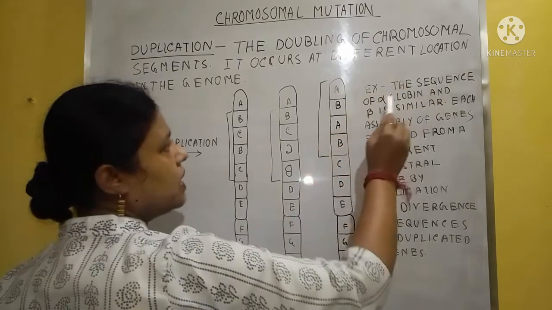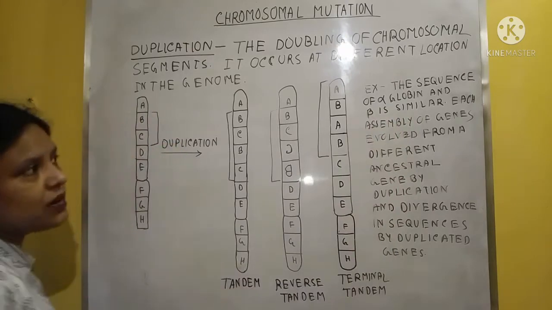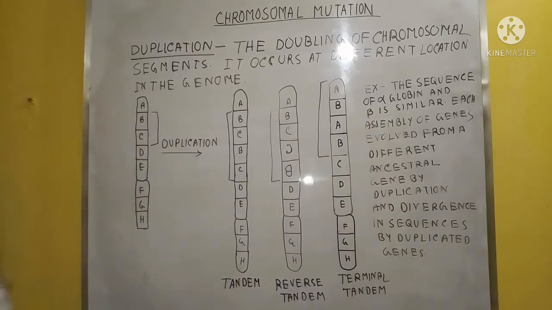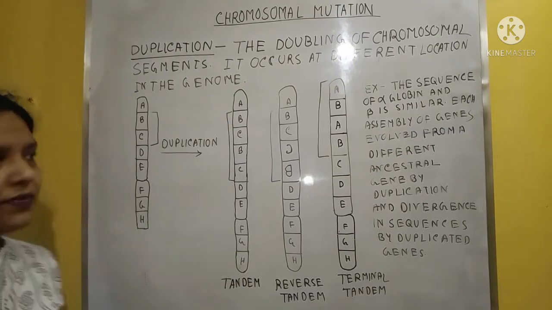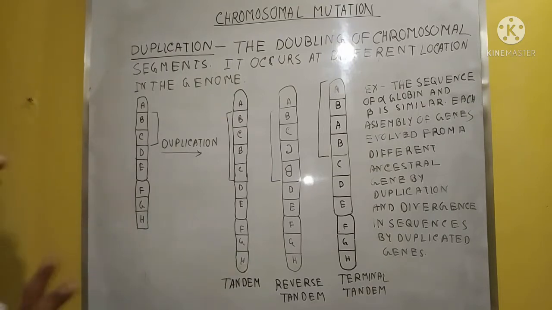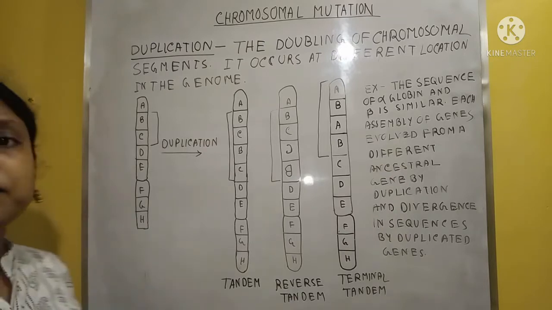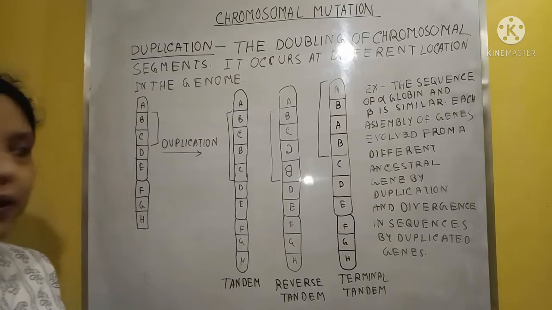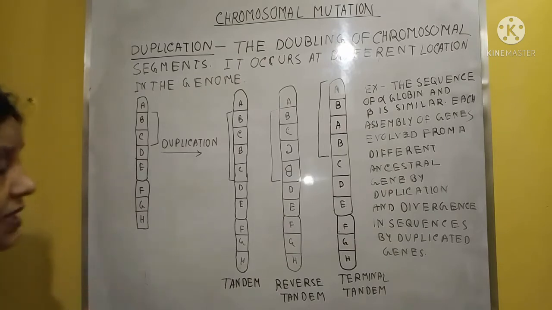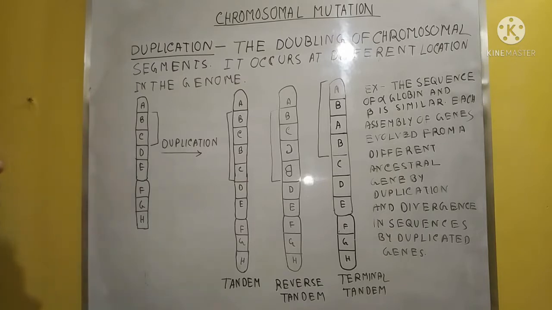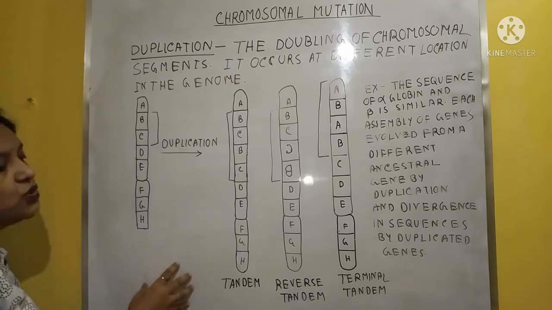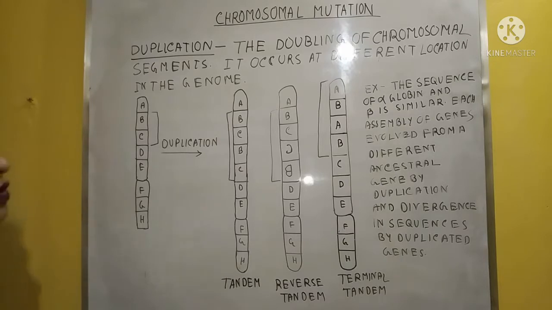The sequence of the alpha globin and beta globin is always similar in the case of hemoglobin structure, but it is thought that all types of beta and alpha globin are not similar in all individuals. Okay, so this is possible. This divergence or dissimilarity is sometimes possible due to the duplication process of the chromosome. Clear? So this is the duplication.